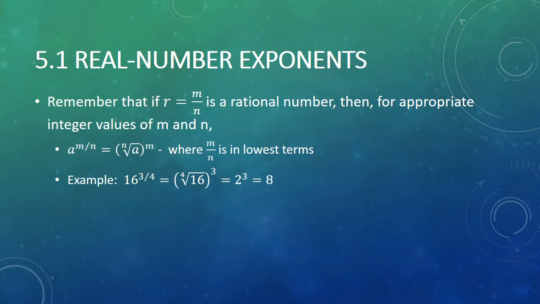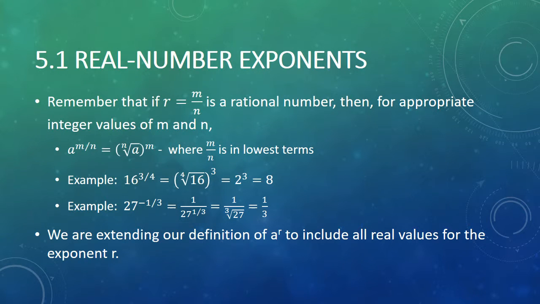So for example, 16 to the 3/4 is the fourth root of 16 to the third, which is 2 to the third, which is 8. Another example, 27 to the negative 1/3 is 1 over 27 to the 1/3. Remember that negative sends it to the bottom, which means the cube root of 27. So 1 over the cube root of 27 is 1/3.